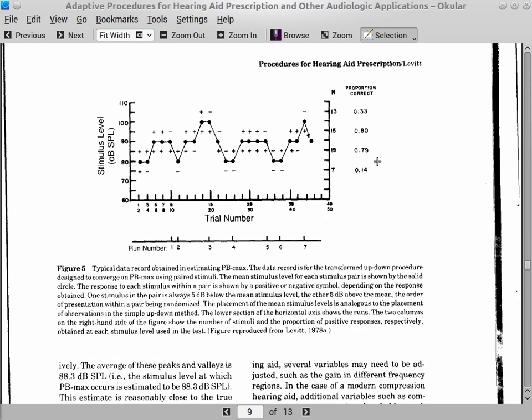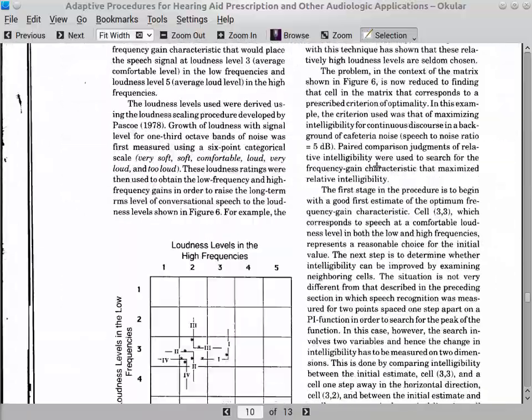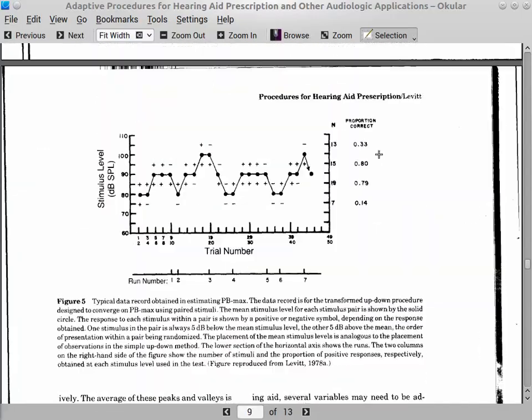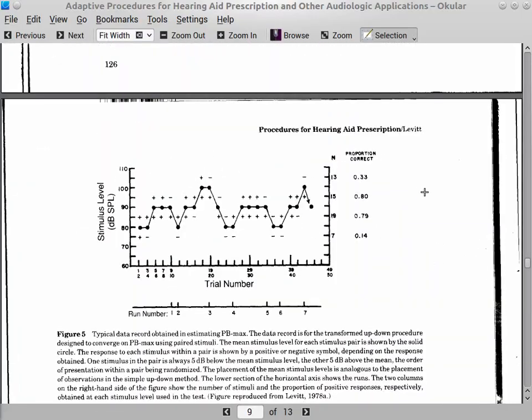But at least theoretically, it seems like a pretty good idea, a pretty neat thing to try in a research study, or clinically, I suppose. We won't get into the hearing aid aspect of it here because that one was a little more complex. But I found this one on applying the transformed up-down procedure for estimation of PB max. I thought that was a pretty interesting way to apply some of these psychophysical procedures.